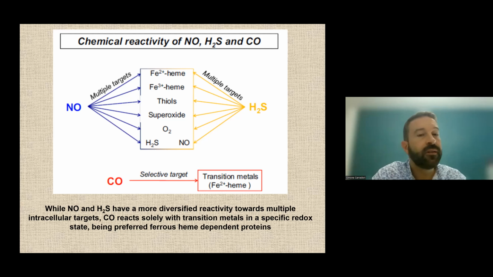Conversely, carbon monoxide has a very selective target, which is the protein containing iron at a specific redox state, so ferrous iron. And this is very important because carbon monoxide or compounds which can release carbon monoxide can finally modulate only specific pathways within our cells.